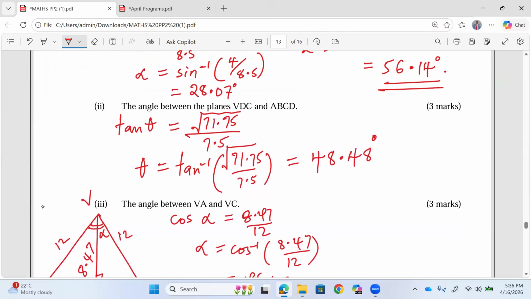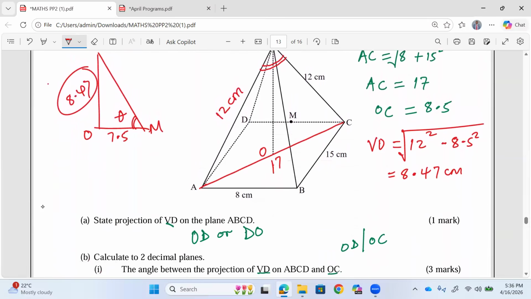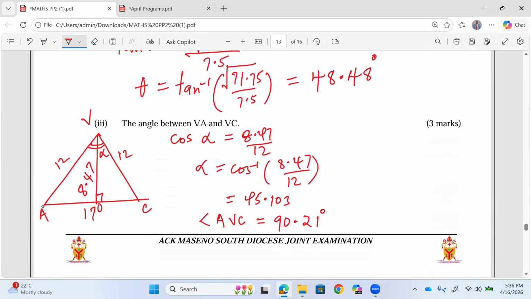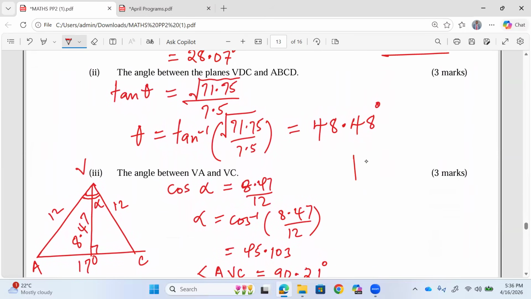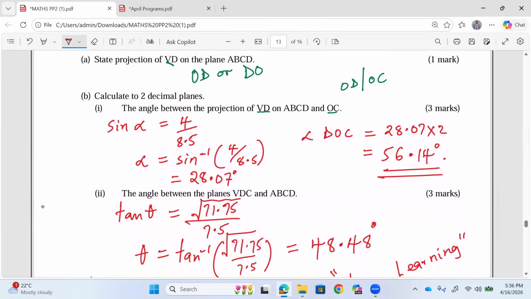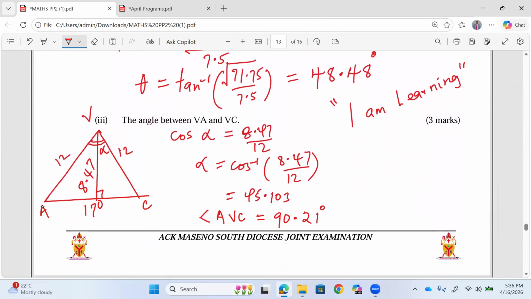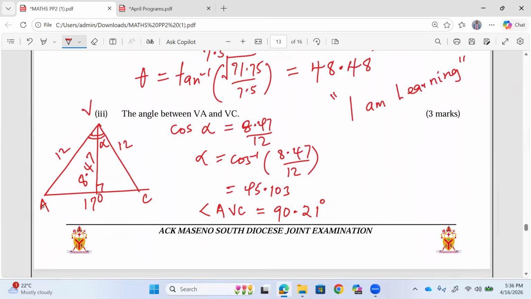Personally, I like this question on three-dimensional geometry. It's a very clean question, very good question, well elaborated. So you can type that I am learning on the comment section. I am learning. That is, if you get something, I am learning. Angle between two planes, angle between two lines, angle between a plane and a line. So these are very good questions. Thought-provoking. So please ensure that you're learning something.